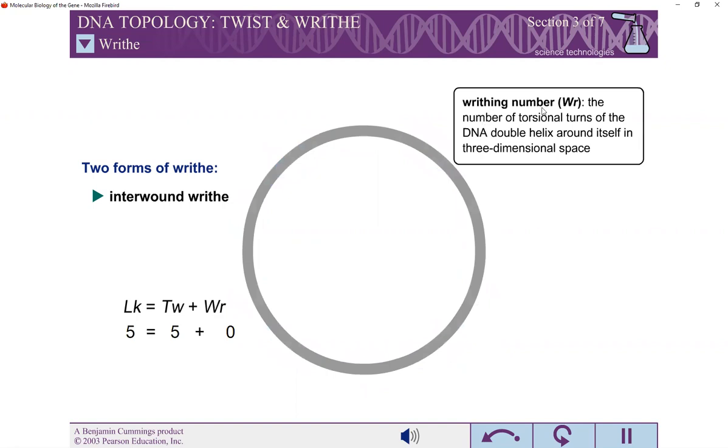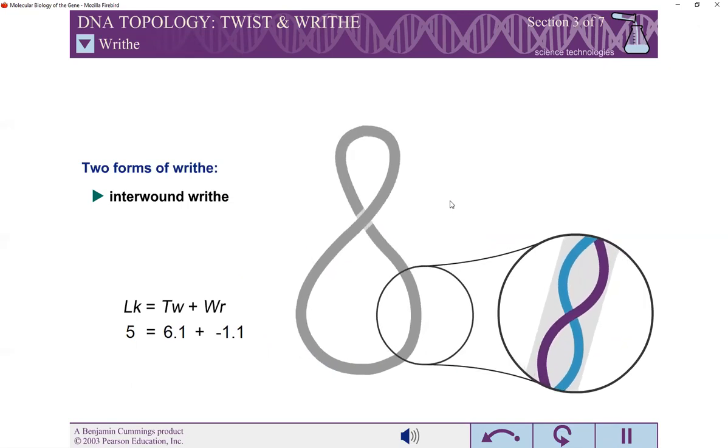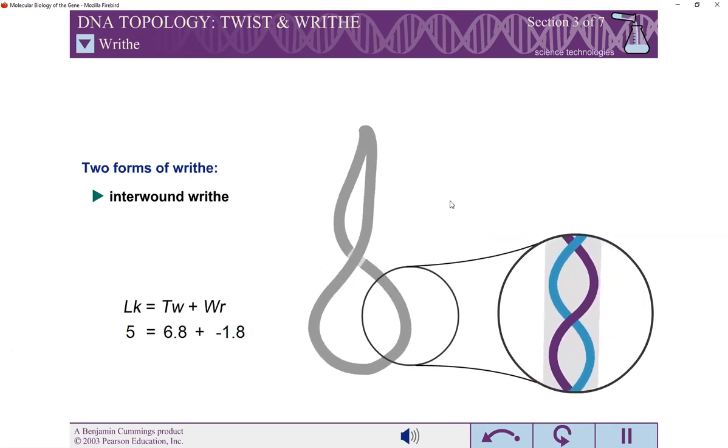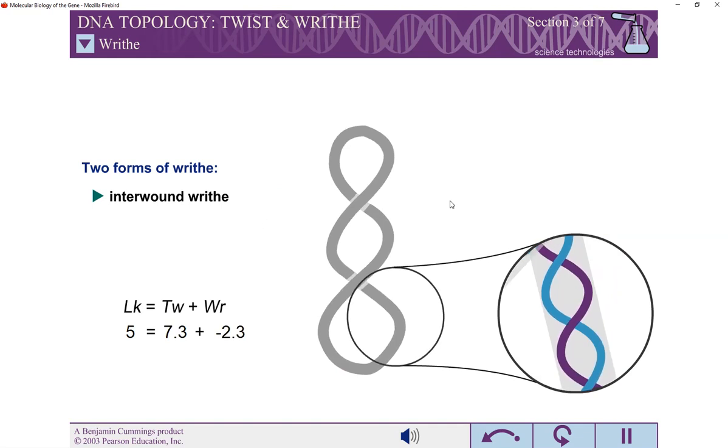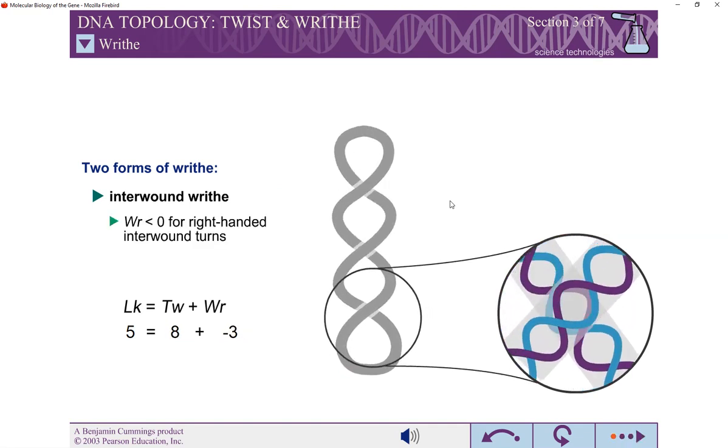The writhing number is the total number of writhes in a molecule of DNA. If right-handed DNA forms a right-handed interwound helix, the DNA must twist to accommodate the writhe. Therefore, right-handed interwound turns are assigned negative writhing numbers. Note that, although the linking number must be an integer, the twist and writhing numbers can have fractional values.